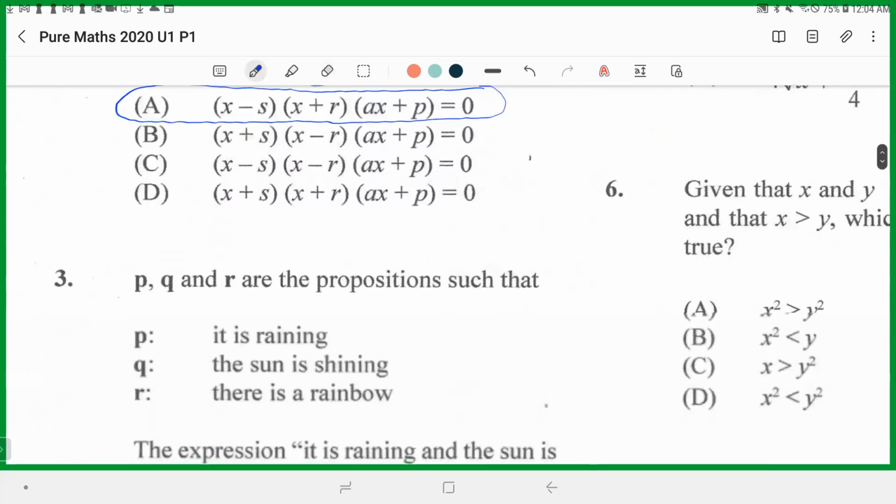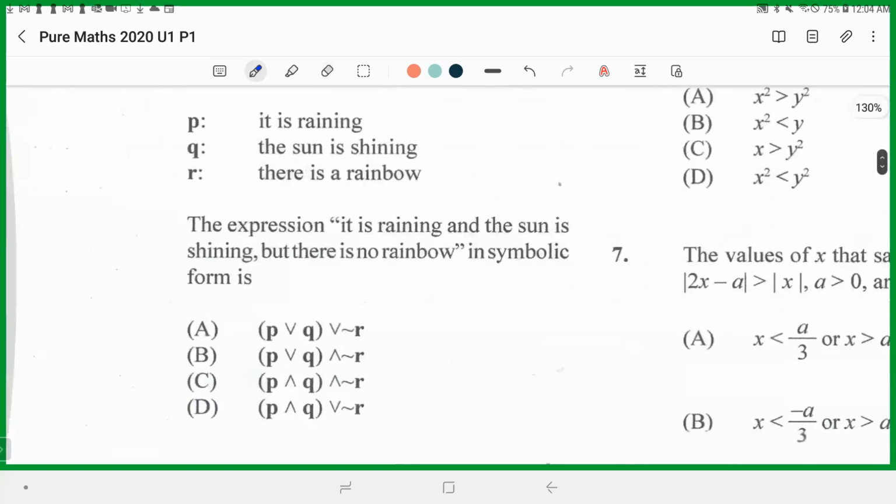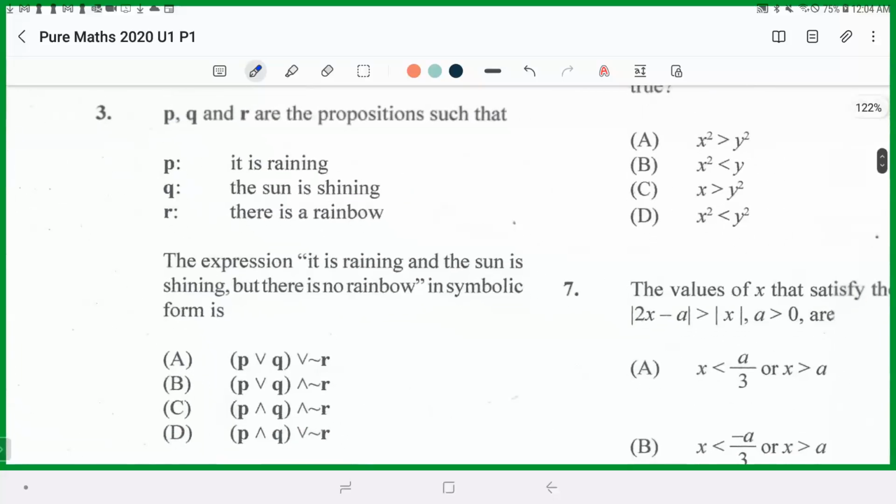Number 3, it says P, Q, and R are propositions, and they are such that P is the statement, it is raining. Q is the proposition, the sun is shining, and R is there is a rainbow. It says the expression, and they're going to give us this expression now that is in quotes. We have to basically use these and the connectives to say which of these is correct for that statement.